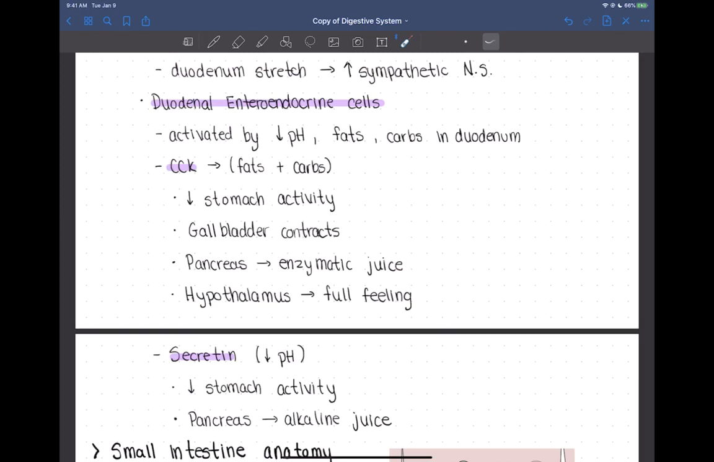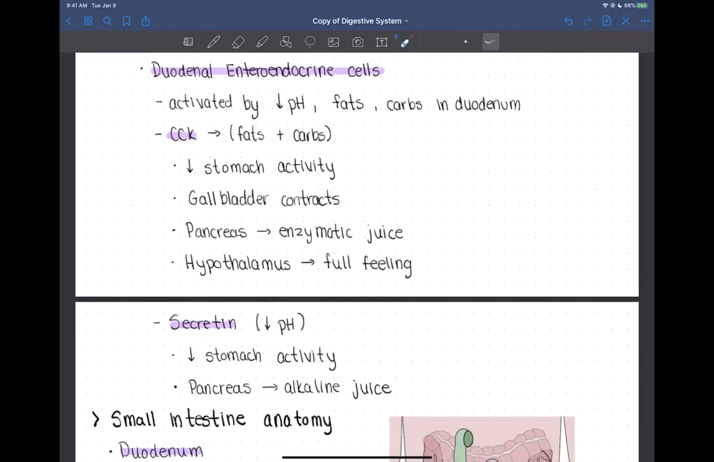So they're activated, one, by the low pH of that material coming from the stomach, right? It's very acidic. That acidity will activate these cells, as well as the presence of fats and carbohydrates, because both of these things are going to be digested in the duodenum. So it's going to be detecting for the presence of those. Okay, so the hormone released in response to those fats and carbohydrates is CCK.